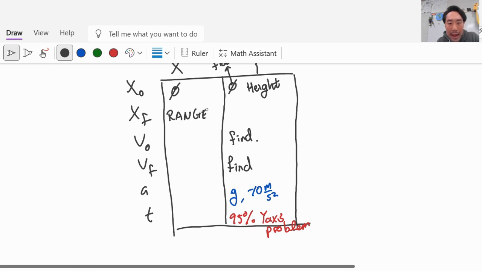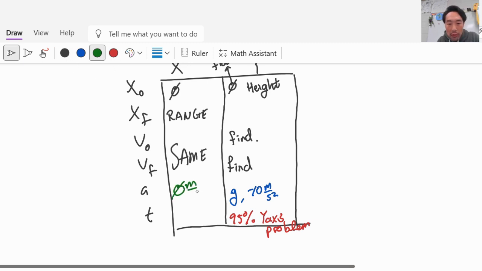Okay, so range is just code for XF. So I'm going to write that there. VO and VF. Here's the important part. We just saw with the vectors that these two are the same. So if you find VO, that is VF. The idea behind that is you have 0 acceleration. So I'm going to do that in a different color because this pops up every single time.